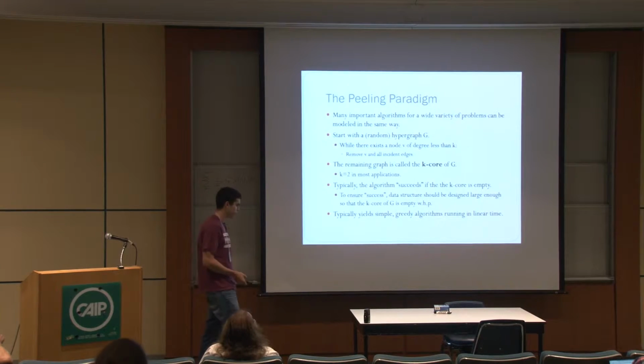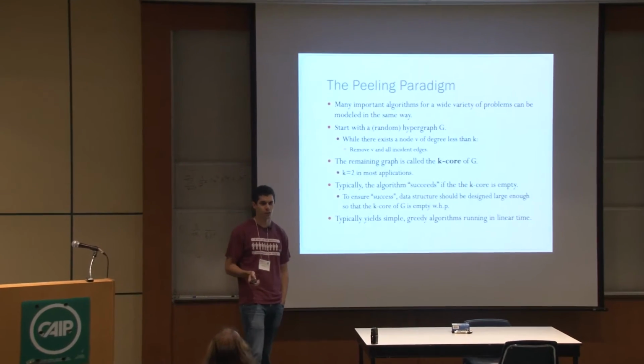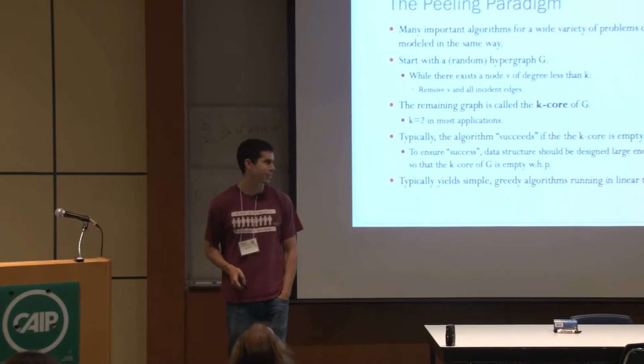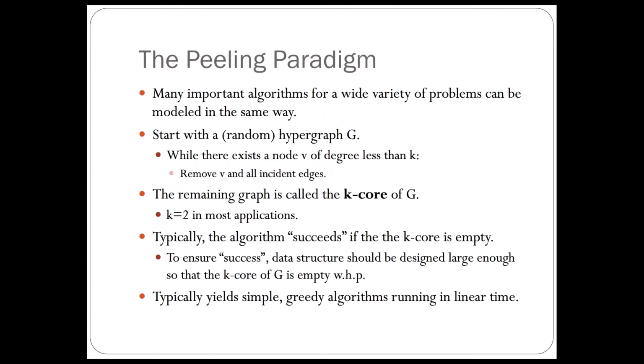It's about peeling algorithms. If all you get out of this talk is what a peeling algorithm is, I'll be perfectly happy. A lot of algorithms in a wide variety of applications can be modeled in the following way. You start with some random hypergraph G, and you just apply the following greedy process.